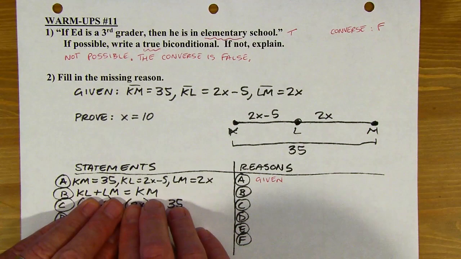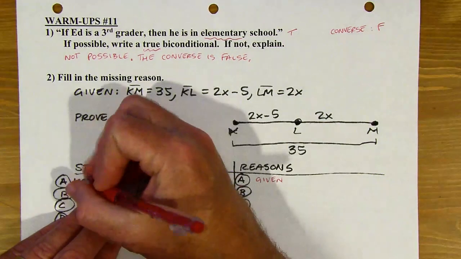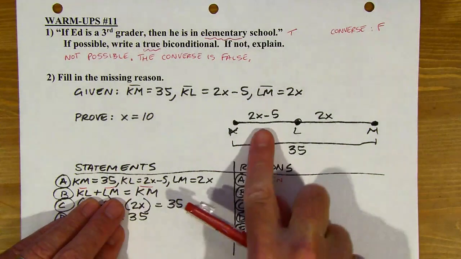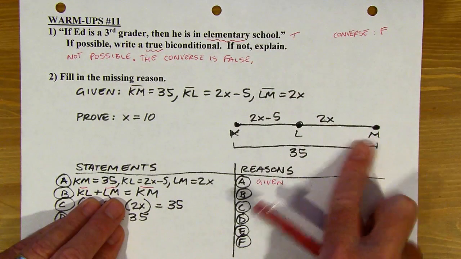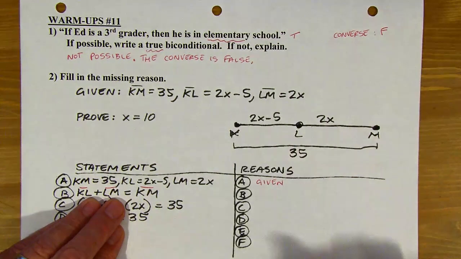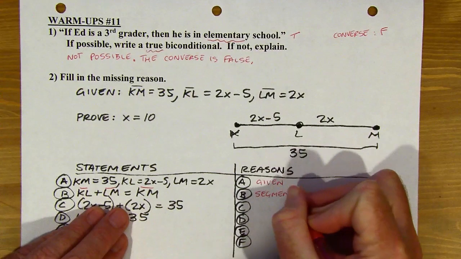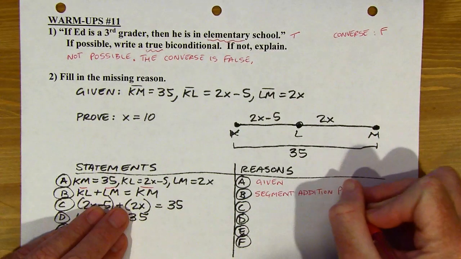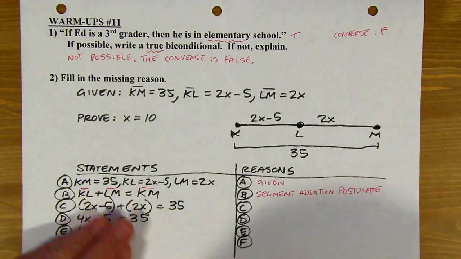So let's look at step B. This says KL plus LM is going to be congruent to KM. I guess I should really have marked those as segments, but okay, so this segment plus this segment equals the whole thing. Well, I was just talking about that a minute ago. When you have two segments joined together, they form a bigger segment. That's the segment addition postulate. Usually I abbreviate, so that's fine if you abbreviated there.